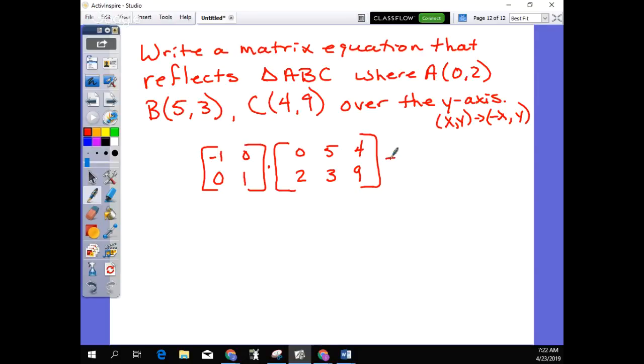And then I'm going to say, what does that become? And I'm going to probably just use my rule over here. I could go through and matrix multiply here, but I think I just know that this is going to be 0, -5, -4, and 2, 3, 9. So we just did a matrix equation that reflects A, B, C, and turns them into A prime, B prime, C prime. All right, so there's reflection with matrices.